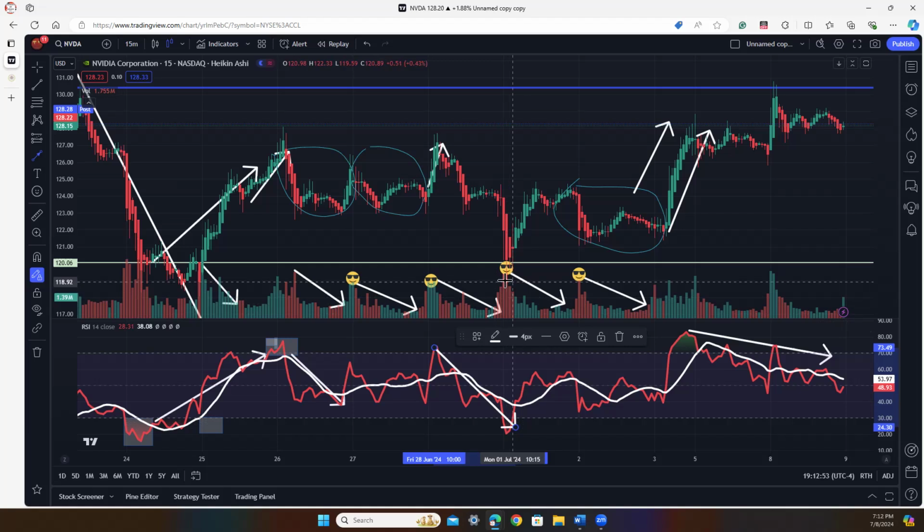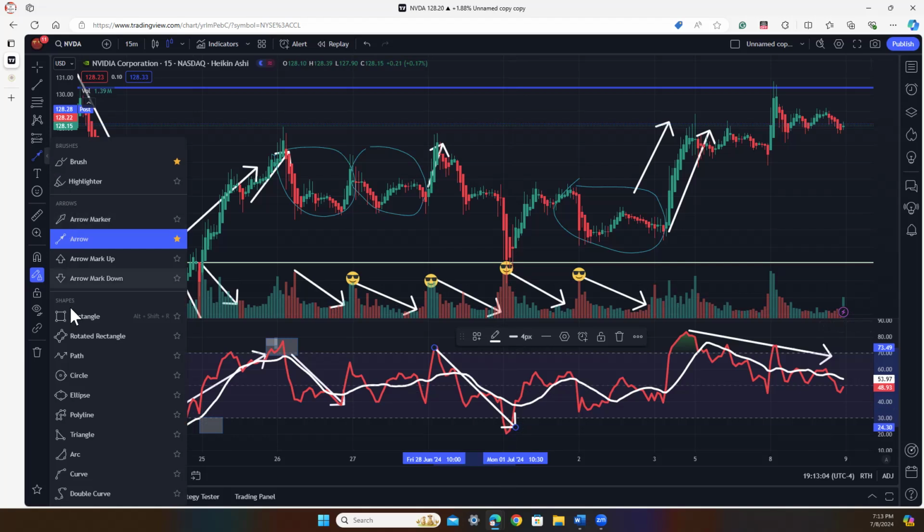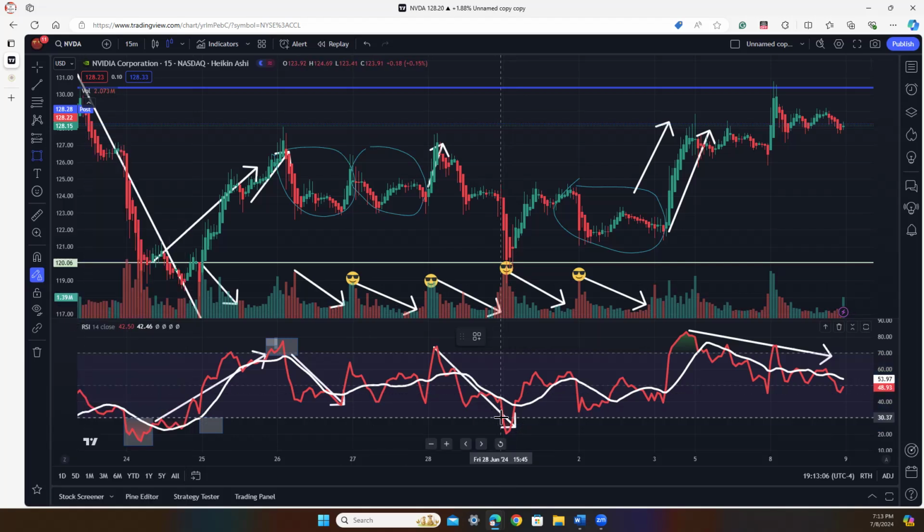The volume right here is in the red. In other words, the sellers have taken control. And then you can see right here where it is oversold. And then the next thing is that it's going to take a ride up.